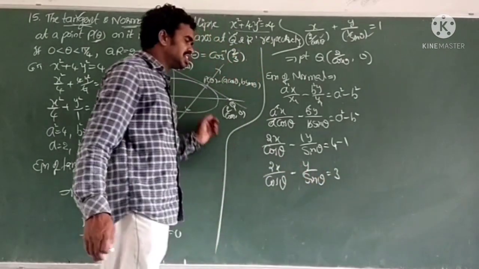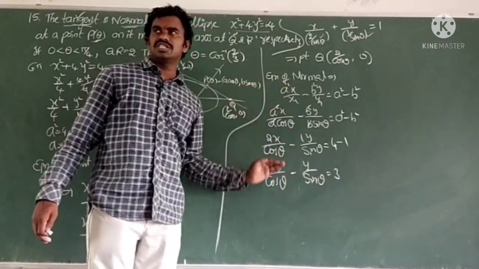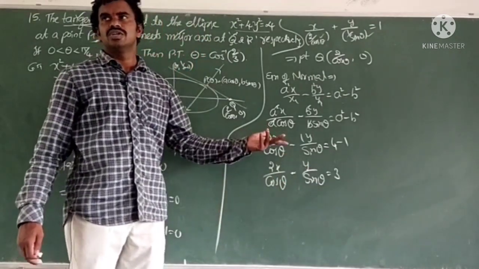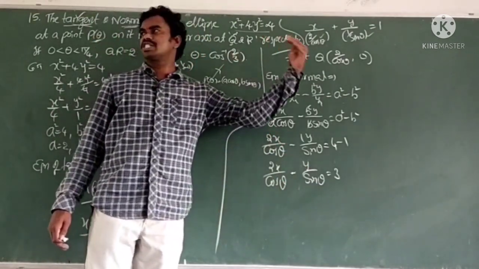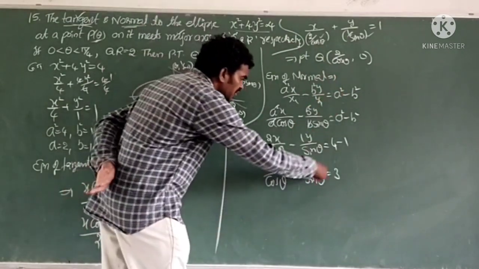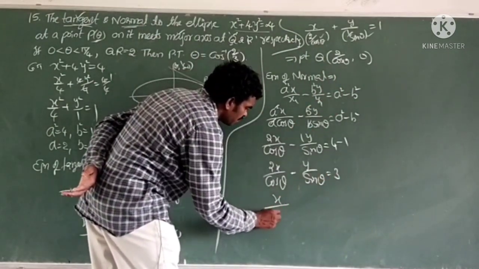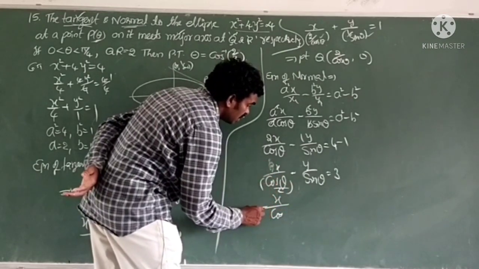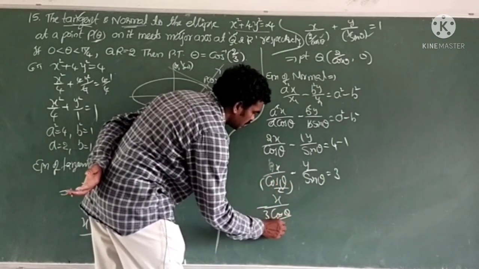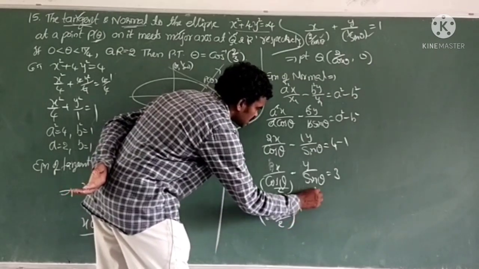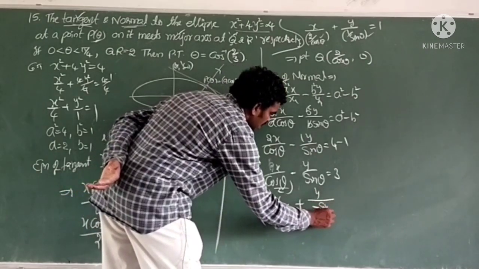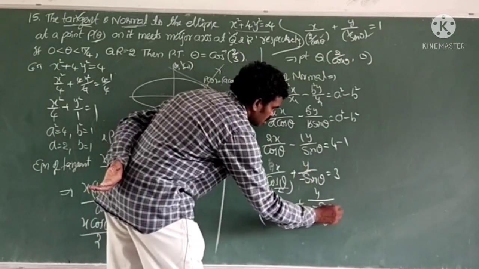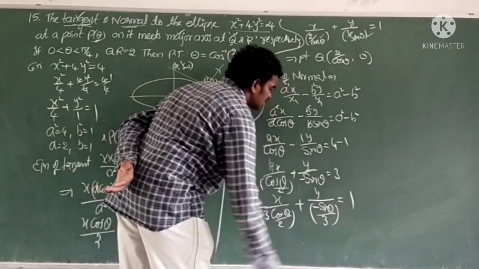Divide each and every term by 3. Because of this, we should transform it into intercept form, which must be equal to 1. So divide by 3: x by 3 cos theta by 2, plus y by minus sin theta by 3, is equal to 3 by 3, which means 1.